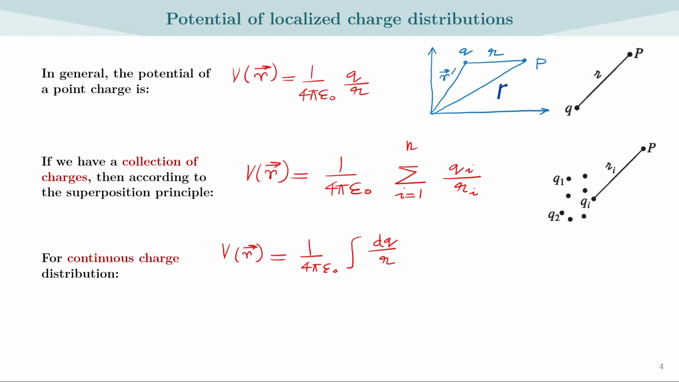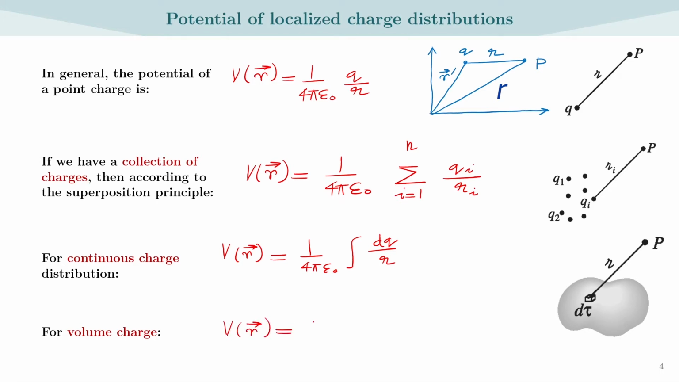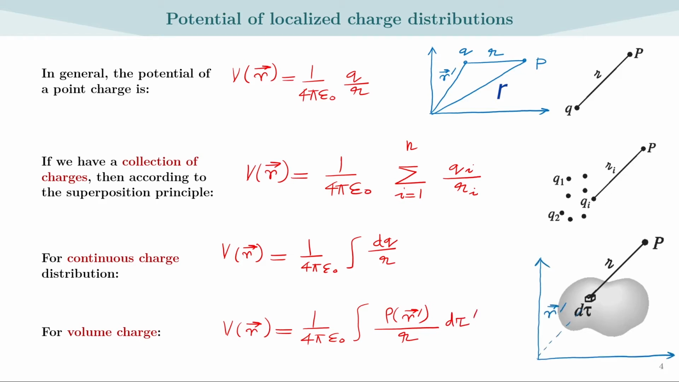Now, how does this equation change for a volume charge? In this figure, we have a volume element d tau, which is at a distance script r from P. In that case, the potential can be written as V(r) equals 1 over 4 pi epsilon 0 integral rho(r prime) divided by script r then d tau prime. Rho(r prime) because the position vector of the volume element is r prime.